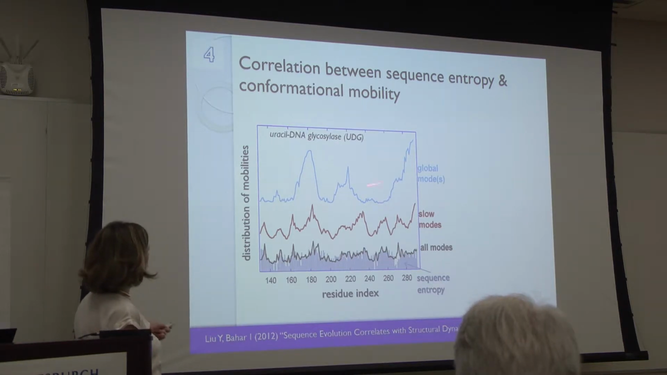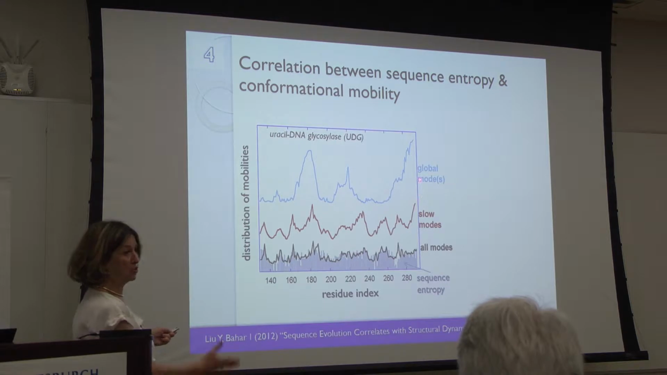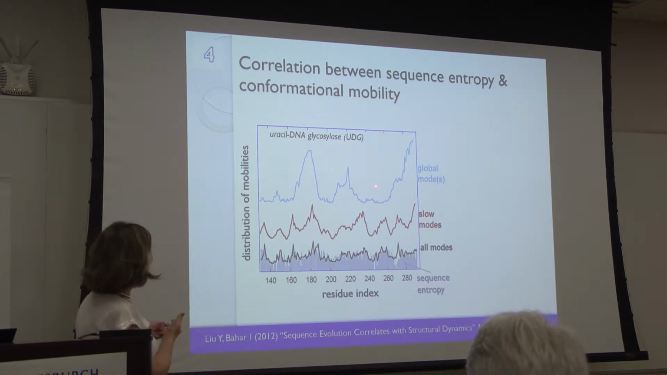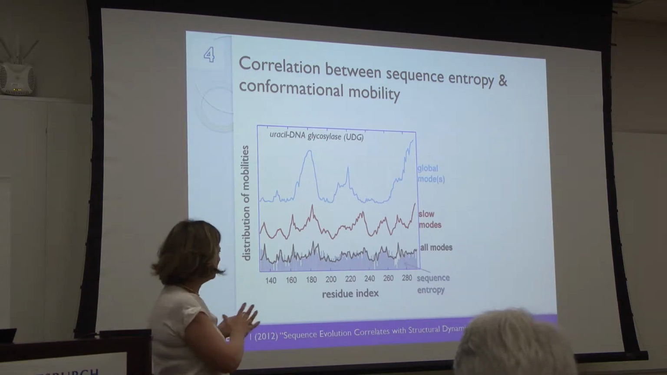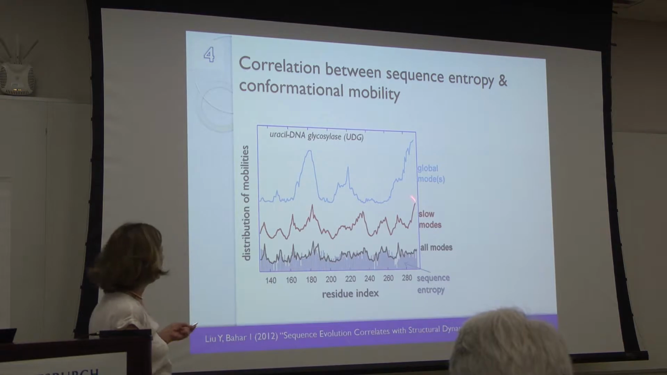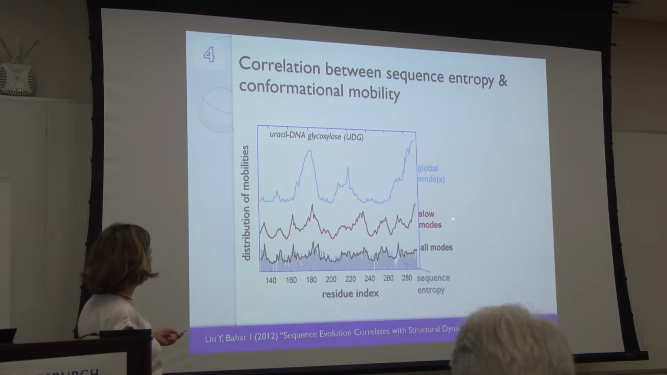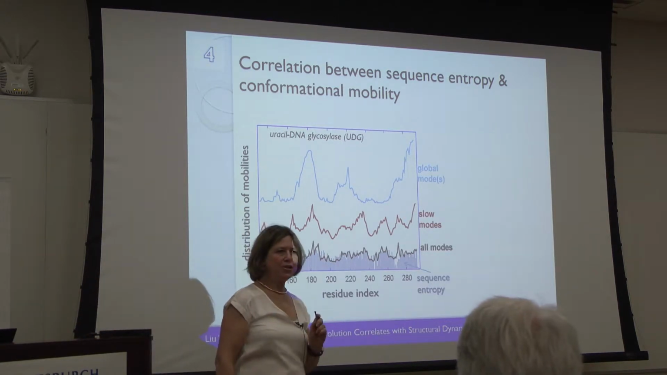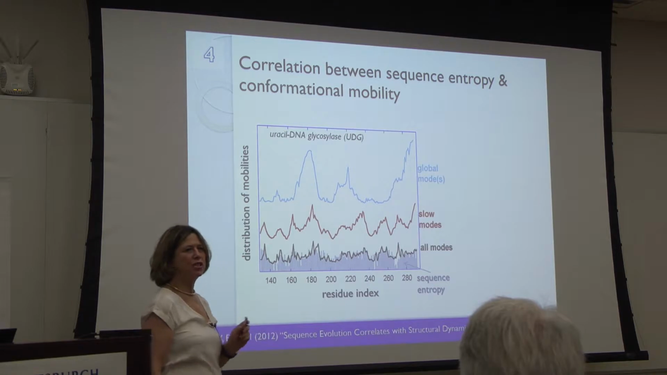So here is the global mode for UDG, one of the slow modes. I think this global mode would be, I don't remember, but could be mode 1 or 2. And then this is a subset of slow modes. And this is all modes. And the bars here measure the sequence entropy.